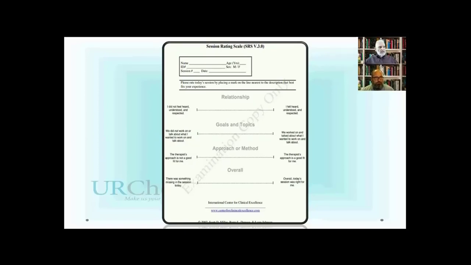Then under the goals and topics, could we talk about what was relevant to you this week? Yeah, we did. I would have to say maybe like a 8.5 or a 9 on that one because I feel like we probably could have gone a little bit more into the concrete goals that we've been working on, but at the same time, I recognize that it's all geared towards that. Okay, and then in terms of my approach or method, what did we do that would work for you today in terms of my approach?